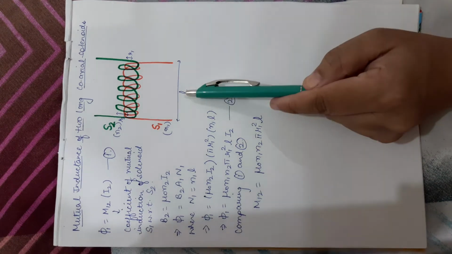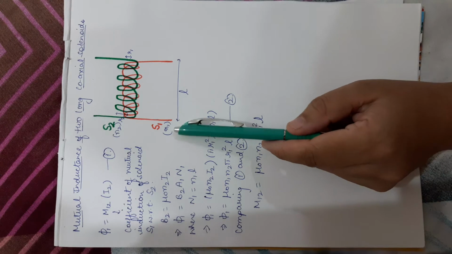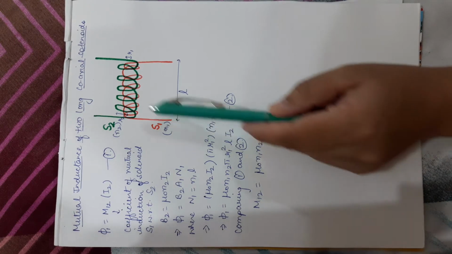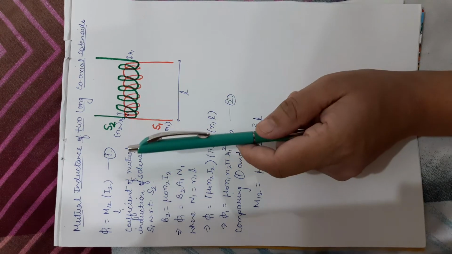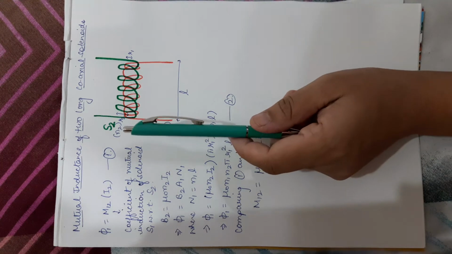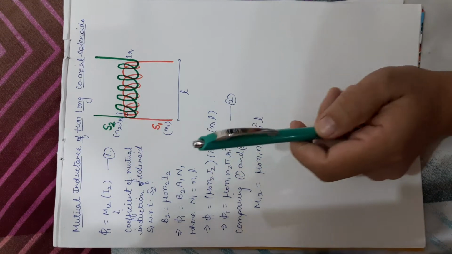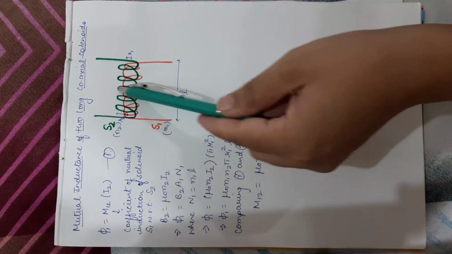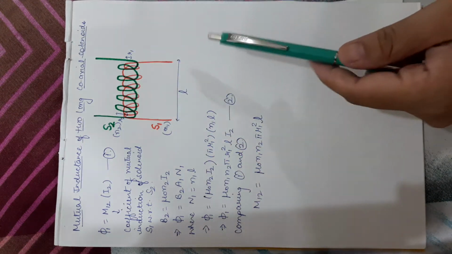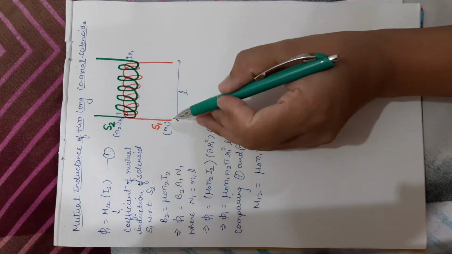They both have the length L, and N1 is the number of turns per unit length of the inner solenoid, that is S1, and N2 is the number of turns per unit length for the outer solenoid S2, which is of radius R2. Now imagine that the current I2 is passing through the solenoid S2, which sets up a time varying magnetic flux phi1 through S1.